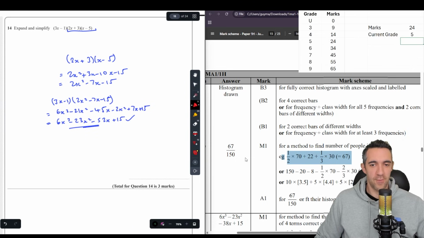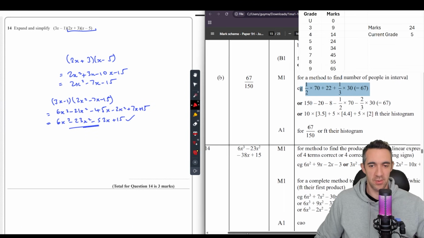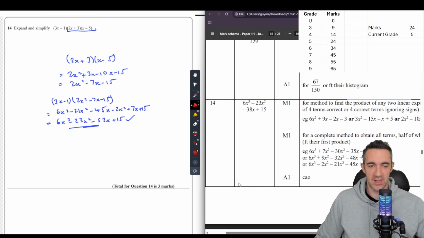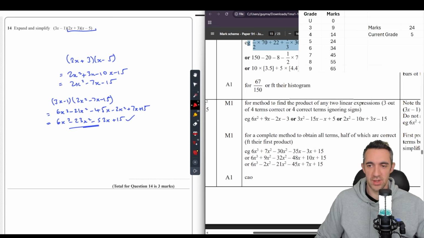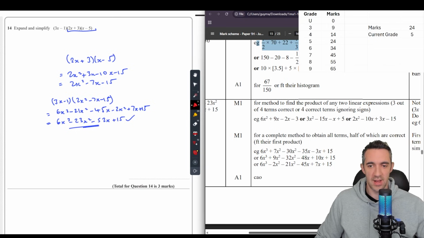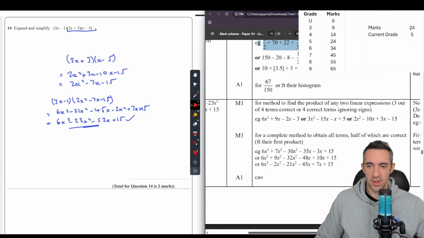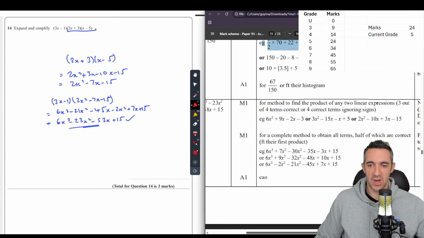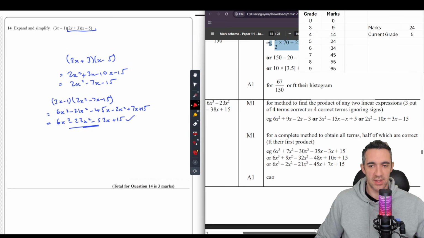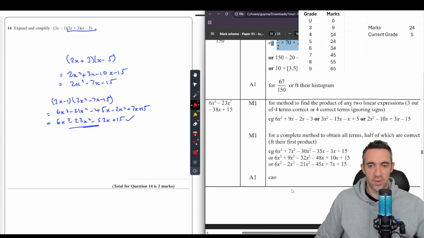Ooh. Right, 14. What's going to happen now? Oh, expanding. Right, okay, this should be a fairly safe 2 marks. For a correct method to find the product of any 2 linear expressions. So 2x squared minus 10x plus 3x minus 15. Yeah, we did that. That's 1. Complete method to obtain all terms, half of which are correct. So 6x cubed minus 21x squared minus 45x, 7x. Yeah, so we've got like this third line down here. That's our one. So that's all fine. We're up to there. That's correct.